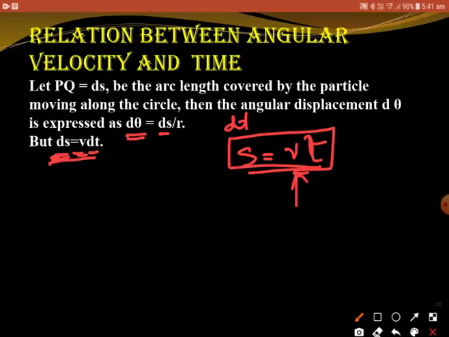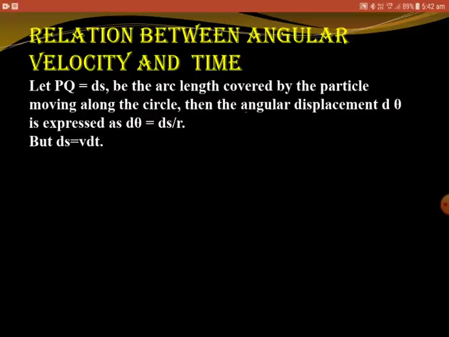But if the velocity is not uniform, then we can't take that. Here v means uniform speed, not uniform velocity, because in circular motion the direction keeps on changing. So the constant speed can be expressed in this way: ds is equal to v into dt.